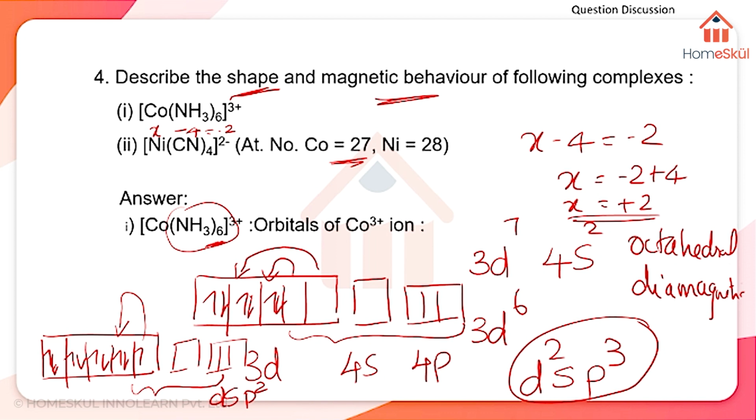Here we get dsp2 hybridization, which is the hybridization for square planar. So the shape is square planar. With respect to hybridization, we have to identify the shape. First of all, based on coordination number, we know there are two possibilities, square planar and tetrahedral. But with respect to this hybridization, we can confirm that it has a square planar structure. So shape and magnetic behavior are discussed. Now let us move on to the next question.